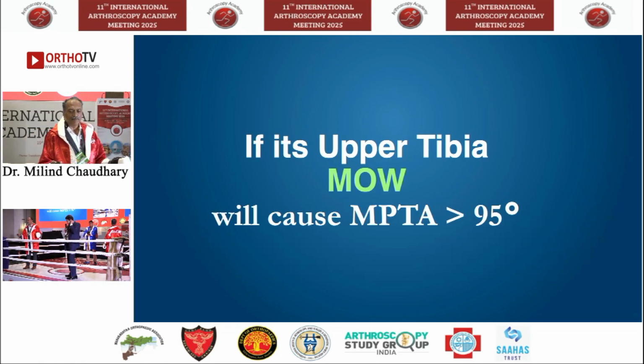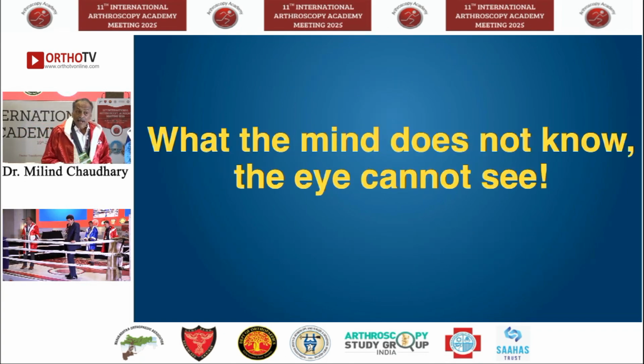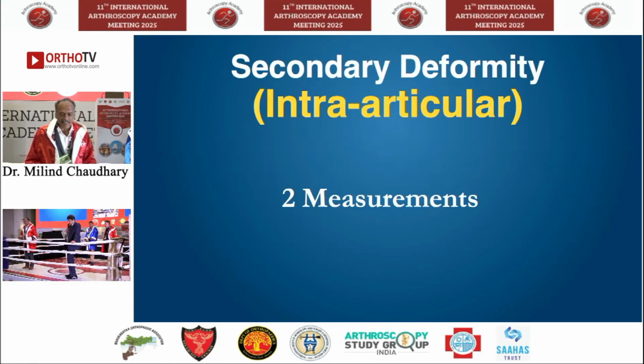If it's in the upper tibia, and you correct this large deformity, you will end up with an MPTA greater than 95, which will give rise to knee joint line orientation problems, future problems with arthroplasty. If it's in the knee joint, and you plan on doing a UKR like my learned colleagues will, bone on bone is unlikely without the presence of capsulo-ligamentous laxity. And you do not always find anteromedial osteoarthritis. There's something known as posteromedial osteoarthritis. So again, what the mind doesn't know, the eye cannot see.